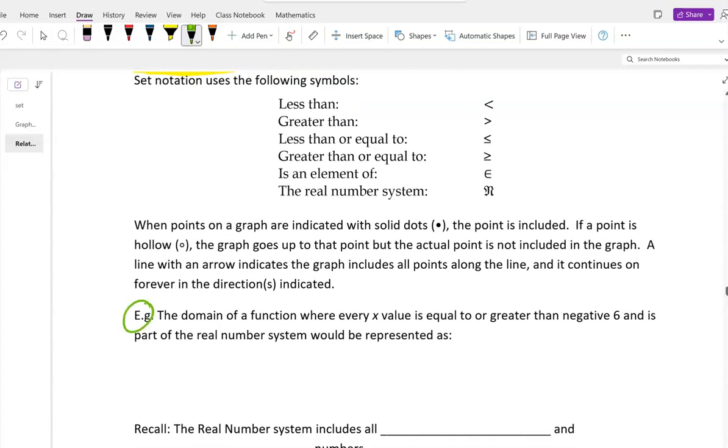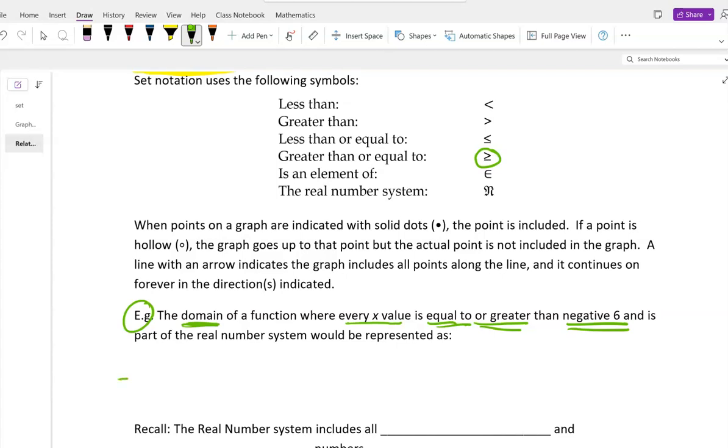Here's the example. We're supposed to find the domain of a function where every x value is equal to or greater than. So equal to or greater than is going to be this symbol. That's greater than, that's equal to. How do I know which one's greater than? Well, you're always reading left to right. So when I read left to right, what do I see first? I see the bigger side of the arrow. So greater than and equal to is that little extra line. And it says greater than or equal to -6.